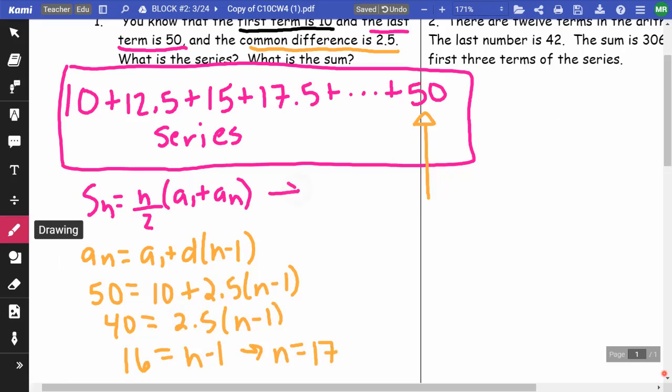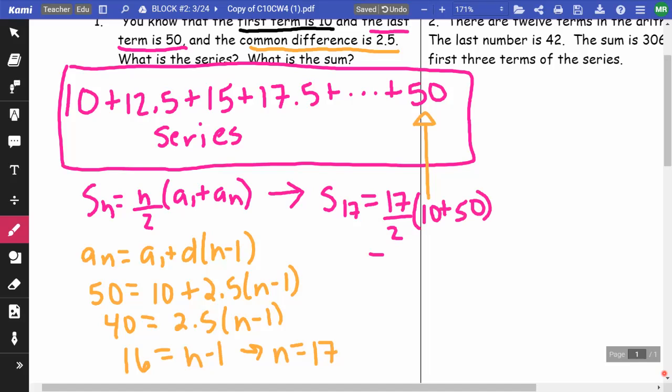So now I can come and use this formula to find my sum. So I really want S sub 17, because I'm going to add up the first 17 terms of this, is equal to 17 over 2 times my first term, which is 10, and my last term, which is 50. And when I put that into my calculator, I end up with 510 for the sum of the first 17 terms.